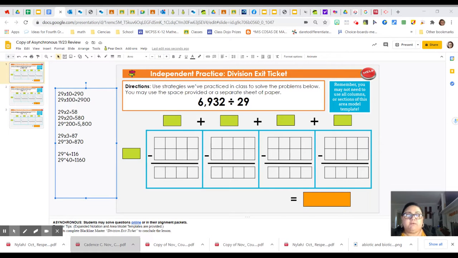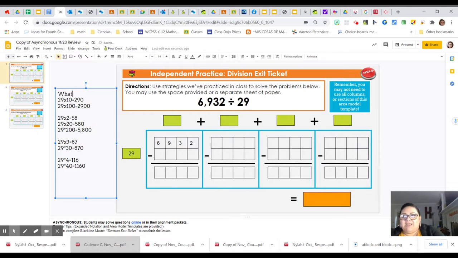Hi everyone. So today in our independent practice, the division exit ticket. If you take a look, we needed to divide 6,932 divided by 29. So the first question that you should ask yourself is, okay, I have 6,932 and I'm going to divide this equally into 29. So how many 29s are there in 6,932? In order to do this, I am going to find what I know about the divisor.